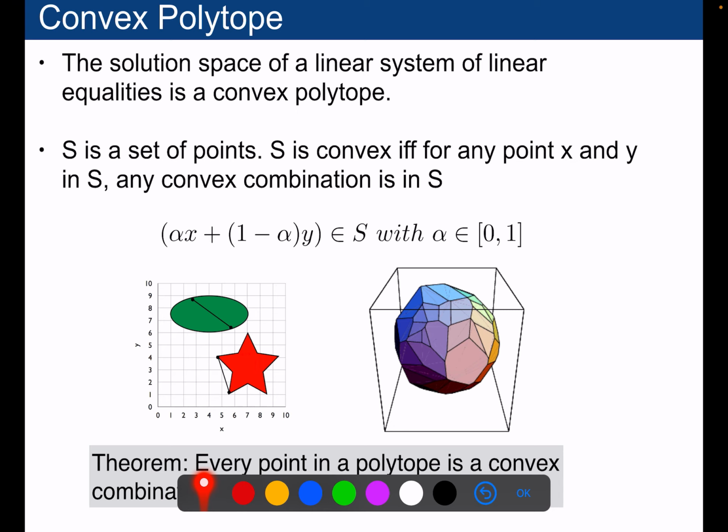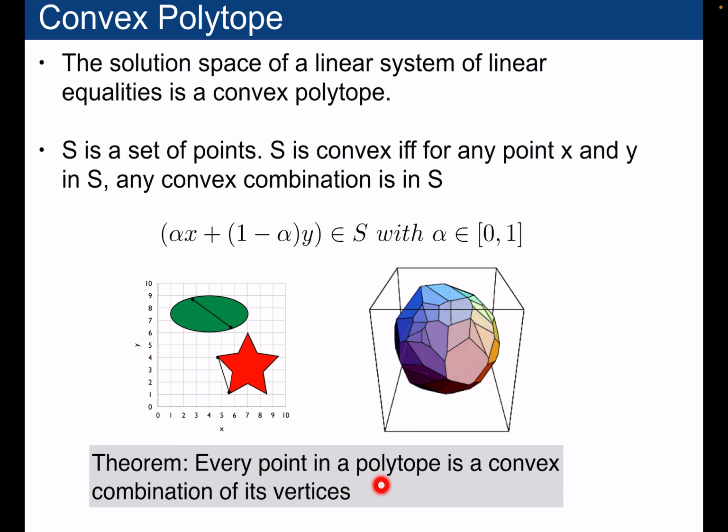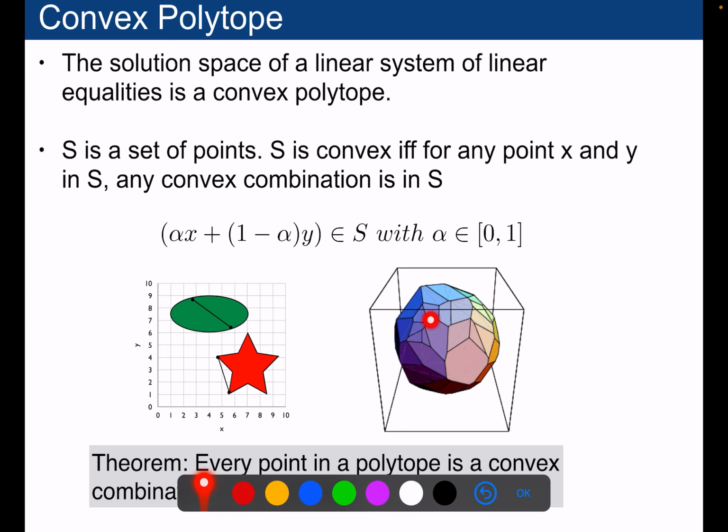Okay? We have a theorem that we will not prove, that every point in a polytope is a convex combination of its vertices. Okay? It's quite intuitive, right? If you take any point inside this polytope, it might be represented as a convex combination of the vertices. Okay, the vertices, if you remember, these are the corners of the polytope.